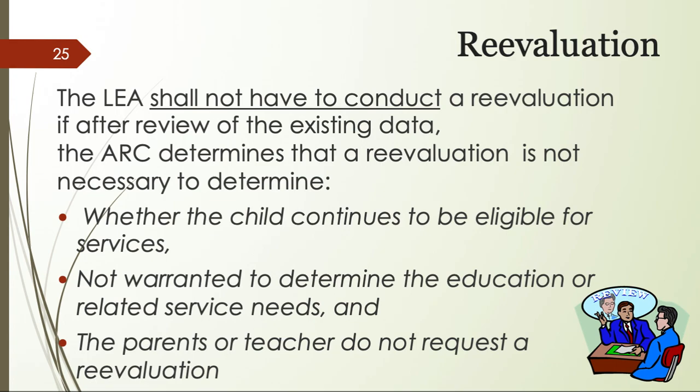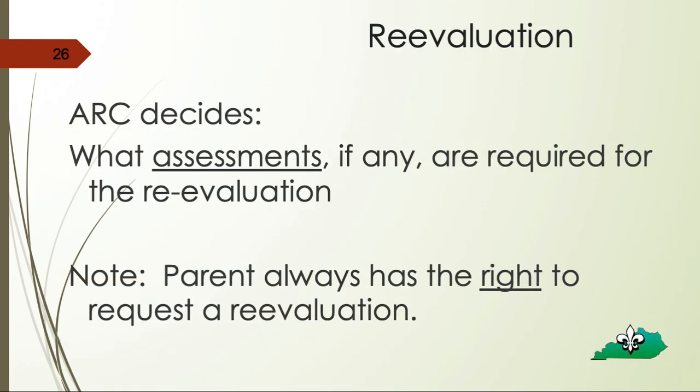However, remember the observation requirements. There must still be at least 2 informal observations. And if the disability is a specific learning disability, the ARC must plan and get consent for at least 1 formal observation. The ARC decides what assessments, if any, are required for the reevaluation. And it should be noted that a parent always has the right to request a reevaluation, even if the ARC determines one is not necessary.